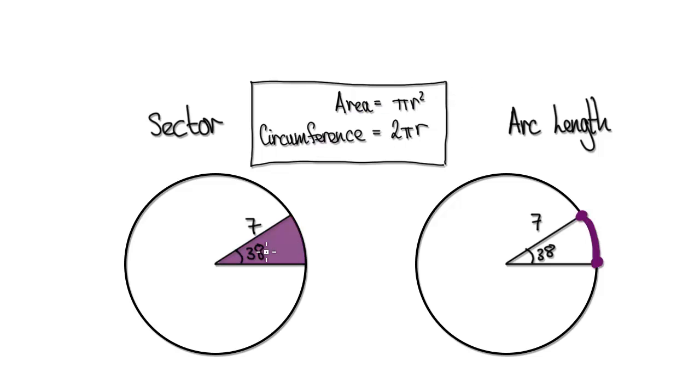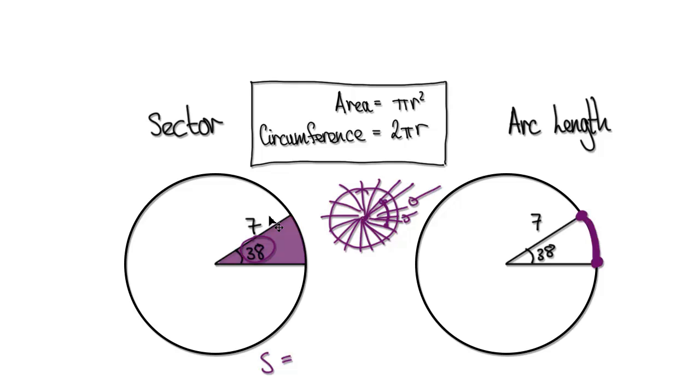So to work out the area of the sector, you get the area of the whole circle, and then you cut it up into 360 equal pieces. So imagine you cut it up into 360 equal pieces, and then you get 38 pieces. Imagine there are 38 pieces in here.